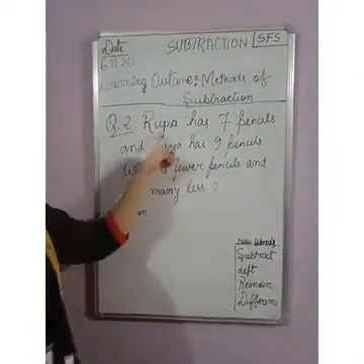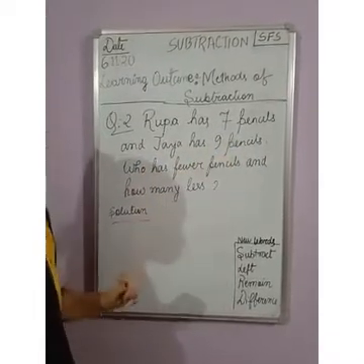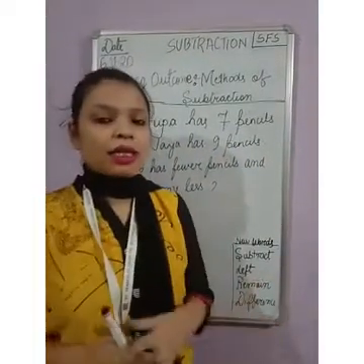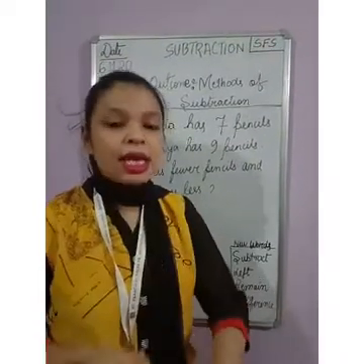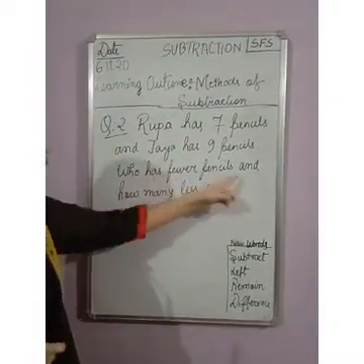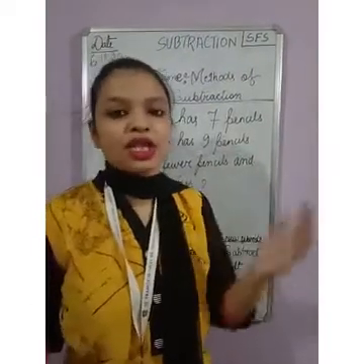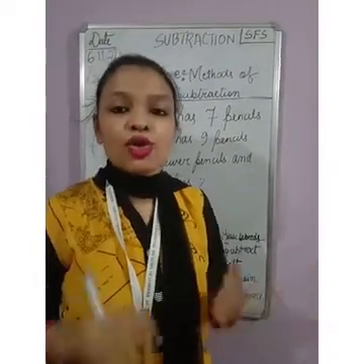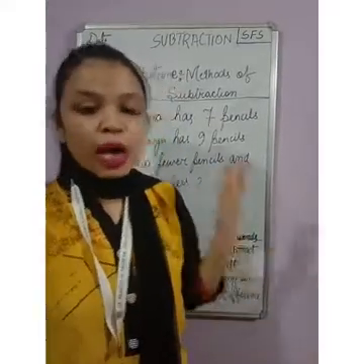Question is, Rupa has 7 pencils and Jaya has 9 pencils. So Rupa and Jaya are the names of 2 persons. Rupa has got how many pencils? 7 pencils and Jaya has got 9 pencils. Who has fewer pencils and how many less? So out of Rupa and Jaya, we have to find out who has got less number of pencils than the other, Rupa or Jaya.